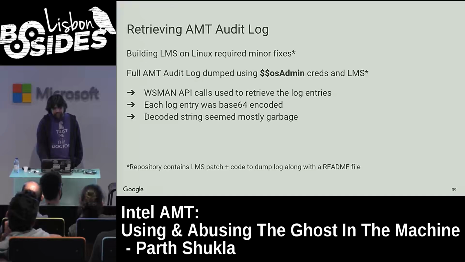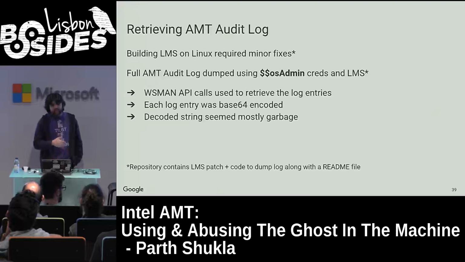I did eventually succeed in dumping the full audit log using the creds through LMS. So the way it worked was I ran my Python hack, which got me the password for the $OS admin account. Then I started the LMS service, and then I talked to that LMS service, and I supplied the username and password, and now I was able to make the API calls. And then now I can make the API call to retrieve the AMT audit log. Thankfully, the AMT audit log was readable by that user. I didn't have to be admin.